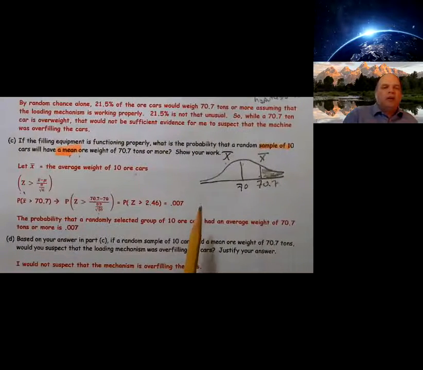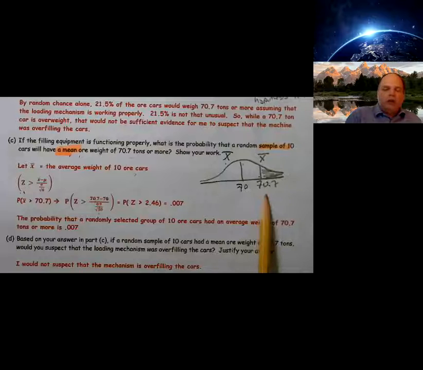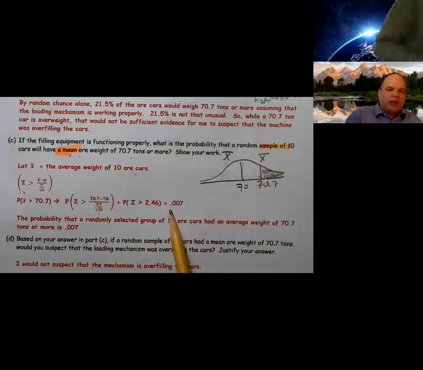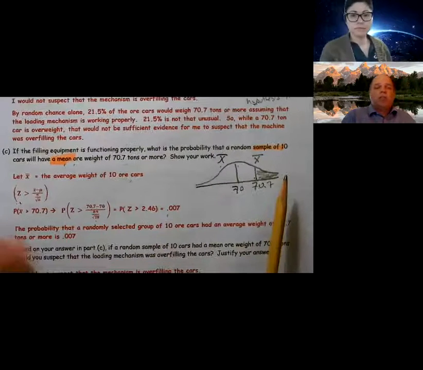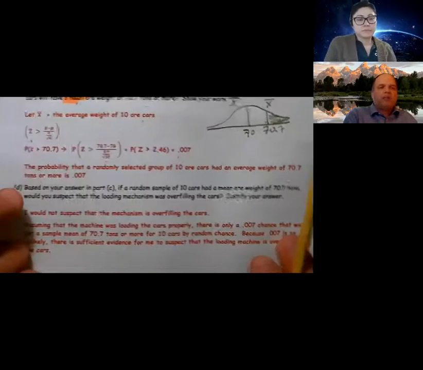All right. So the probability that a randomly selected group of 10 cars had an average weight of 70.7 tons or more is 0.007. So once again, this is like a p-value. This is the probability that the machine was operating correctly at 70. 0.007 is the likelihood that I would get that. Well, that's a pretty small likelihood, and that ties directly to part D.